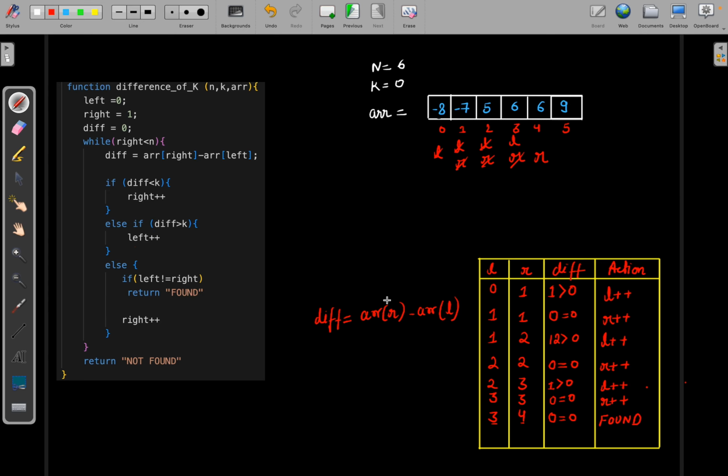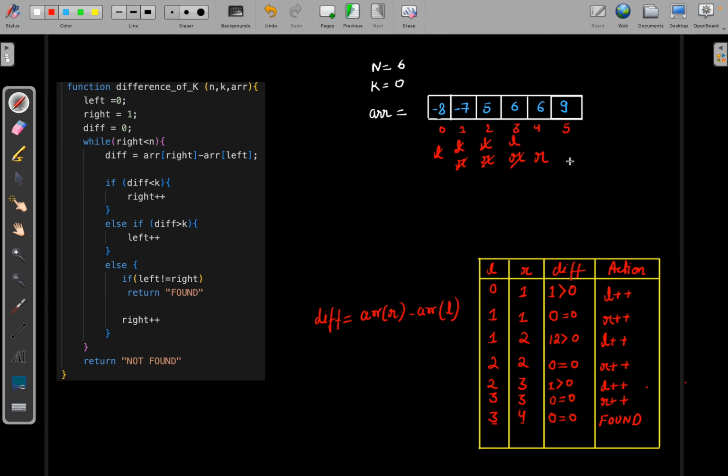Right? So now you can see this is how both the pointers will move. And suppose here we are still not getting a result. Suppose this is greater than k, or suppose this is less than k. So what I will do, I will move my right pointer again, and again I will find if I am getting the difference.